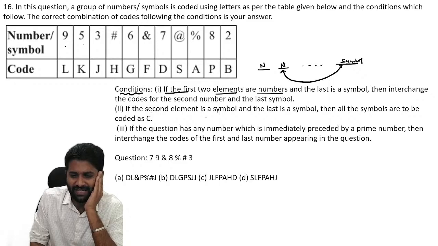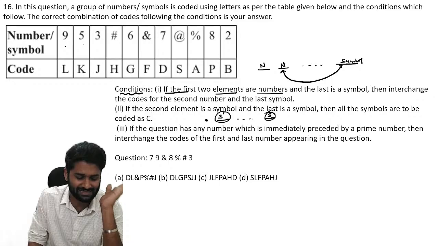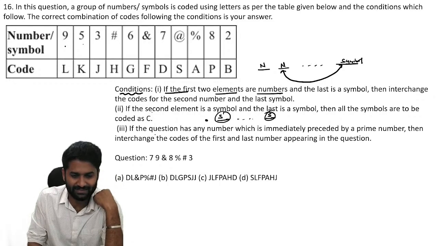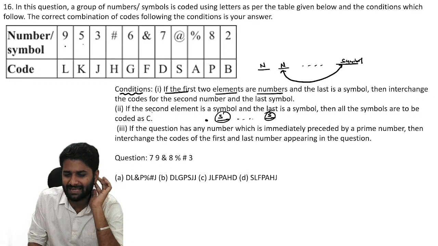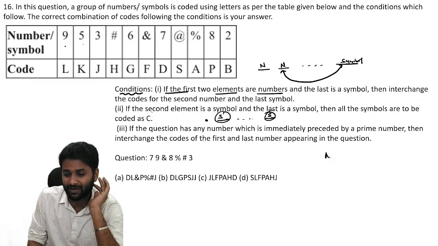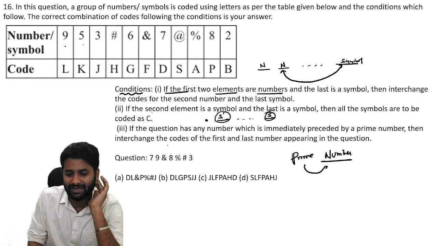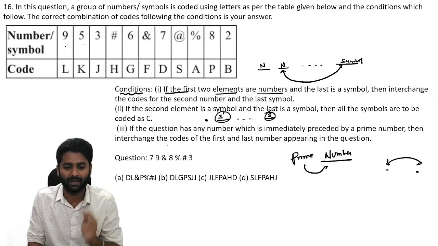Second one: if the second element is a symbol and the last is also a symbol, then the symbols are to be coded as C. Third one: if the question has any number which is immediately preceded by a prime number, then interchange the codes of the first and last appearing in the question. Then first and last have to be interchanged. Now this is the question.